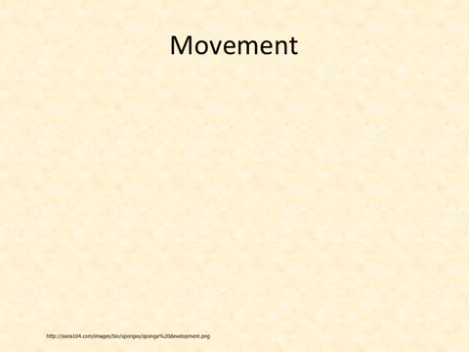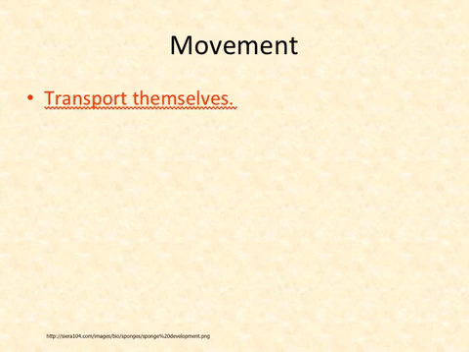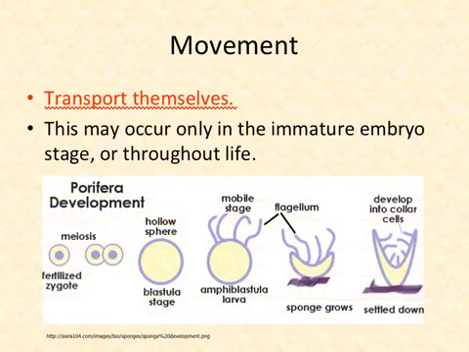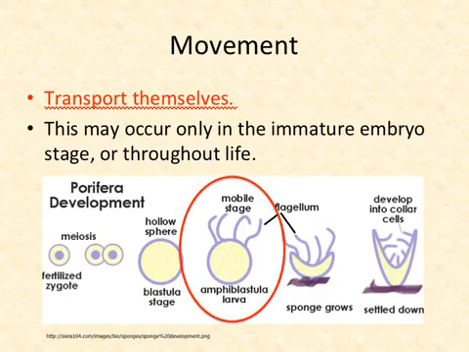The next survival characteristic that all animals accomplish is movement. This means to transport themselves. Hopefully that's pretty obvious. All animals move. This may occur, however, only in the immature embryo stage, or it may occur throughout life. So our sponge that we've talked about briefly, it is sessile, meaning it doesn't move as an adult. But here, when it's an immature larva, the larva can swim, and so that's when it moves in its life as an immature larva. So we count that. That's a form of movement. They transported themselves during some time of their life, even if they're sessile as an adult. So all animals move.